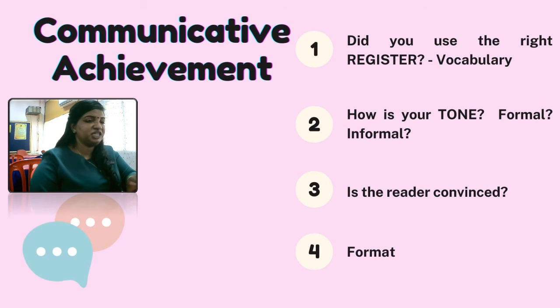Moving on, next would be communicative achievement. In this, you should ask yourself whether you used the right register or not, as in the vocabulary. You can help yourself by referring back to the useful phrases and the word cloud that we have discussed earlier. Next, how is your tone? Make sure you use the right tone, whether it is formal or informal when you are writing. Next is, is the reader convinced? When you are writing a review for a certain product or a certain thing, you must ensure that you are convincing the reader on whether the product that you are reviewing is good or bad. For that, you are supposed to give information as well as reasons to support your review. Next is to use the right format in your writing.